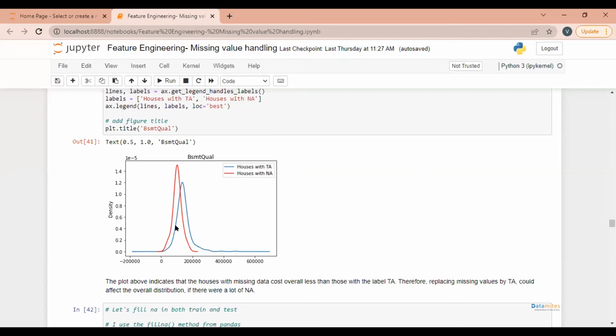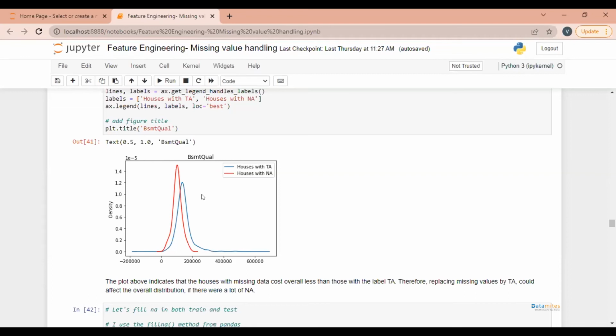If you check these two distributions, this helps us understand whether it would be a good practice to replace the missing values with TA or not. The average sales price for missing values is less than that for TA. Replacing the values with TA doesn't seem to influence the overall distribution of the sales price. Let's look at it after imputation.